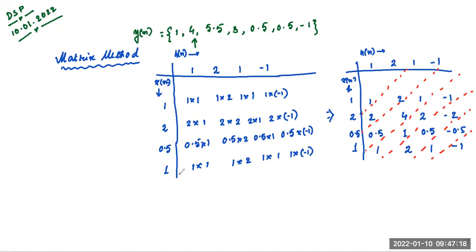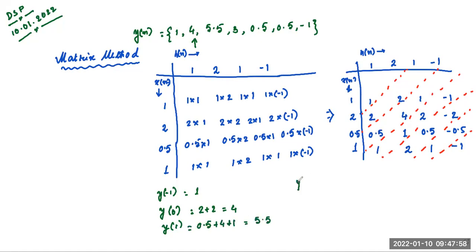So what I will get? I will get y of minus 1 equals to 1. Y of 0 equals to what? Diagonally 2 plus 2, that is equals to 4. Okay. Next is y of 1. What will I get? It will be diagonally 0.5, 4, and 1. So that will be 0.5 plus 4 plus 1, that is equals to 5.5.